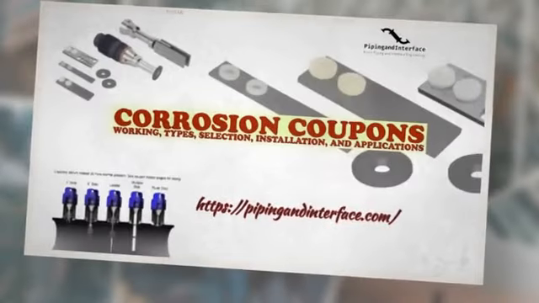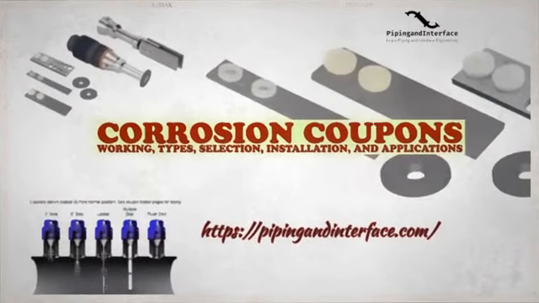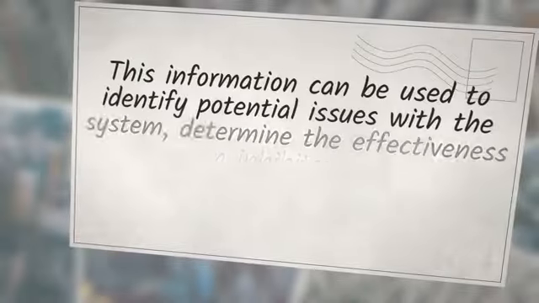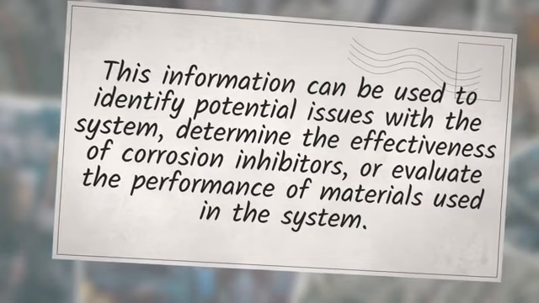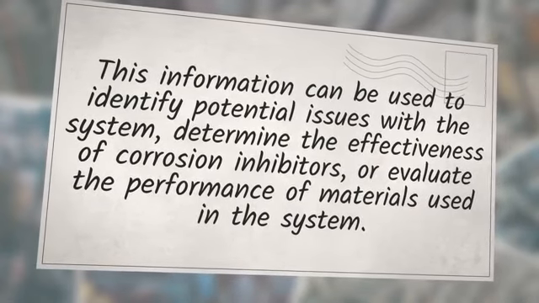Corrosion coupons are small, flat, metallic samples that are used to monitor and measure the rate of corrosion within a system or process. They are typically made from the same metal as the system being monitored and are placed within the system to be exposed to the same environment as the rest of the system. The coupons are removed at specified intervals and analyzed to determine the extent and rate of corrosion.